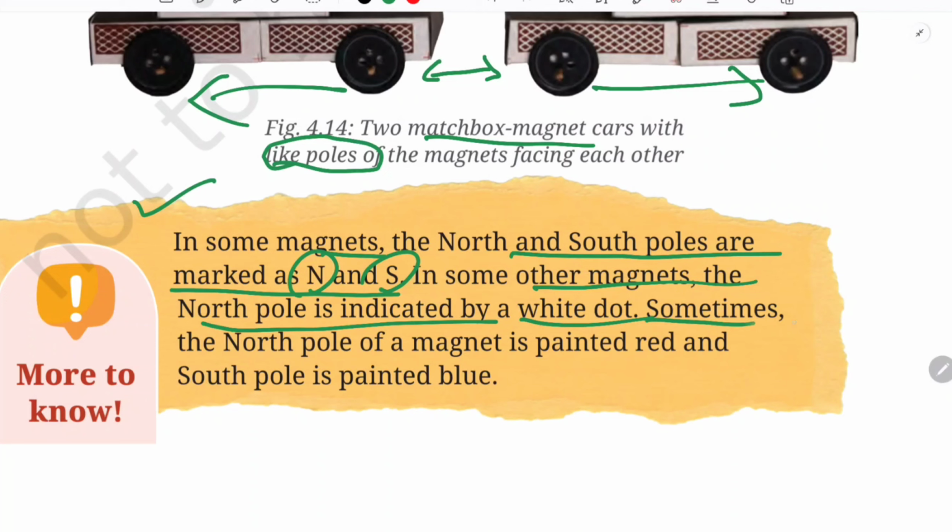Okay, and sometimes the north pole of a magnet is painted red and the south pole is painted blue. As in the case of that magnetic compass, we found that the north pole was painted red, isn't it? And in some magnets you will find the south pole is painted blue. Okay, if the north pole is painted red, then the south pole will be painted blue. Okay, this was just extra information.